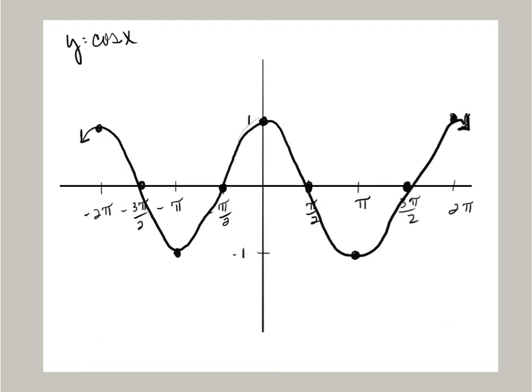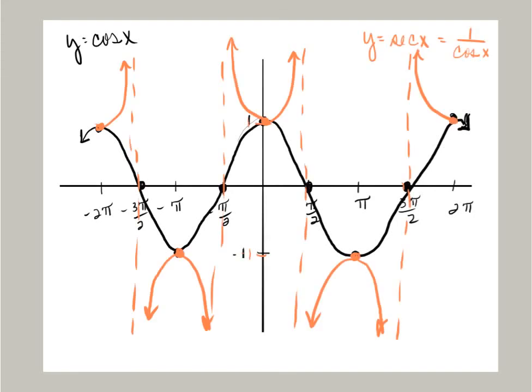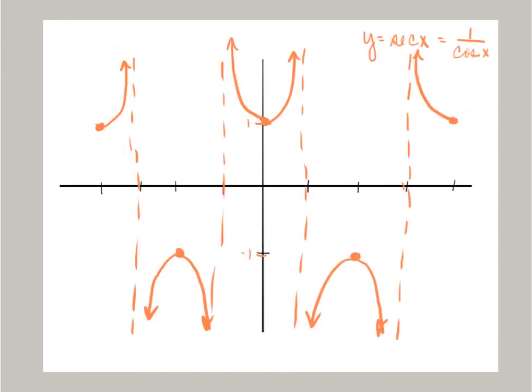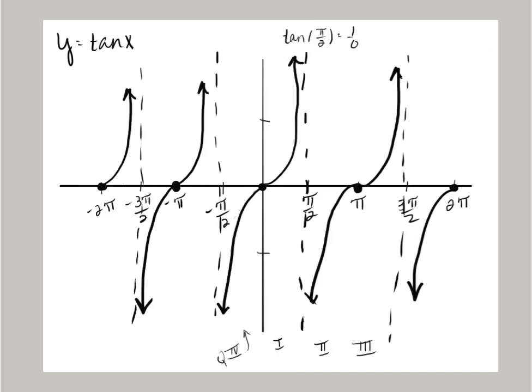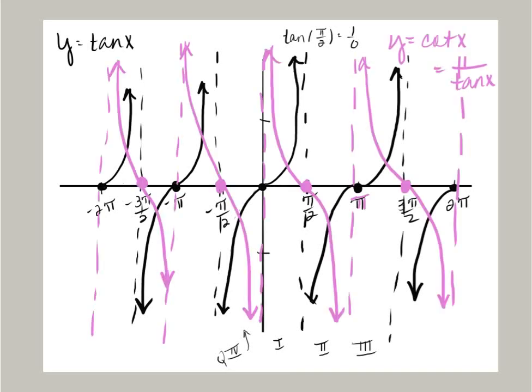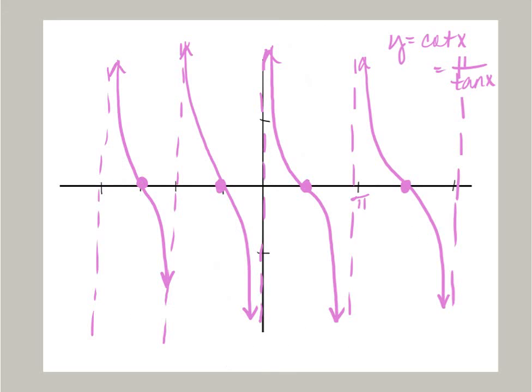Cosine begins at 1 and oscillates between 1 and -1. You can build the secant off of that and then take the cosine away. Tangent always increases with asymptotes at all the pi over 2's. Cotangent does just the opposite and decreases, but has asymptotes at all the pi's.